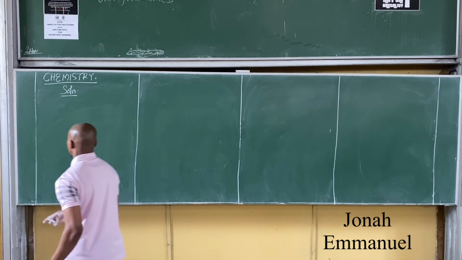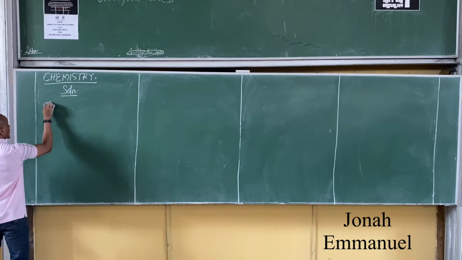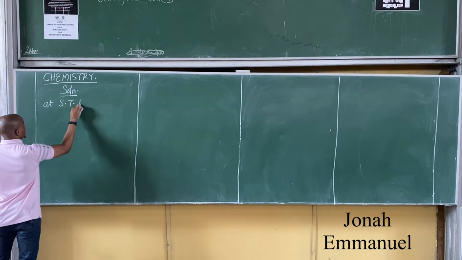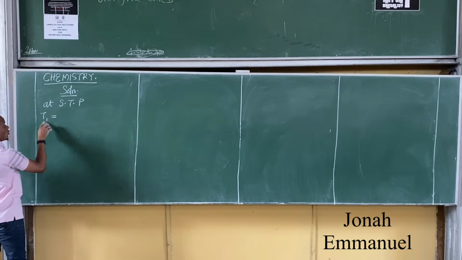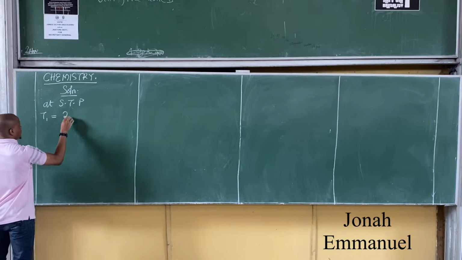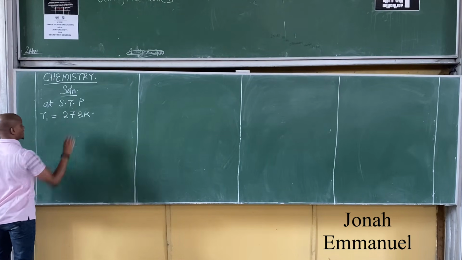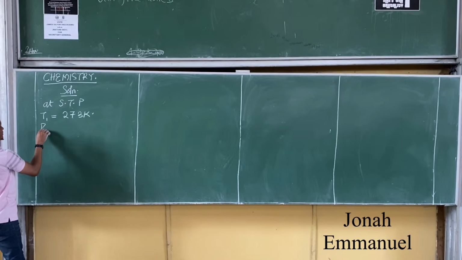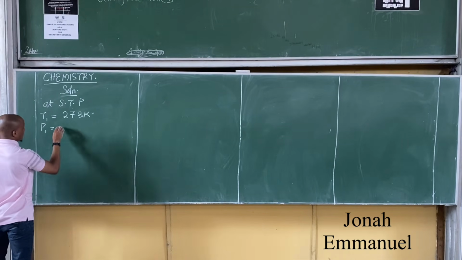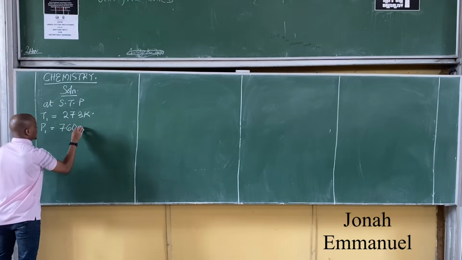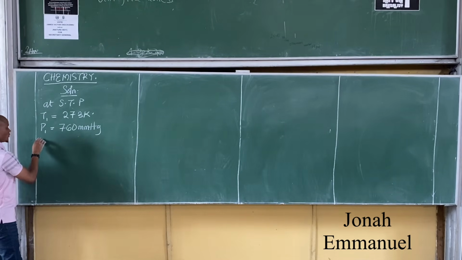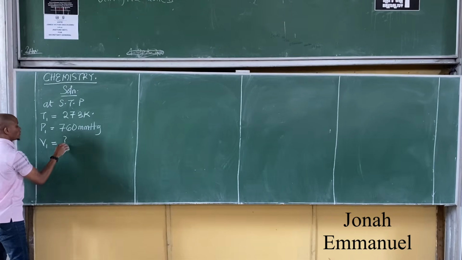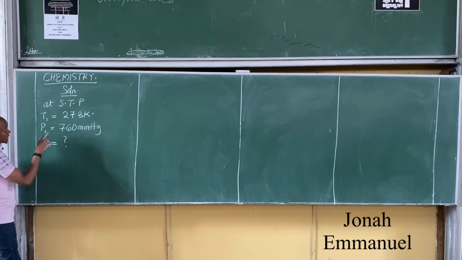Initial. So first of all, at STP, what temperature? T1 in this case is equal to 273 Kelvin. That's case 1. P1 is equal to 760 millimeters mercury. So find the volume at this point. V1 at this point is unknown. This is at STP.